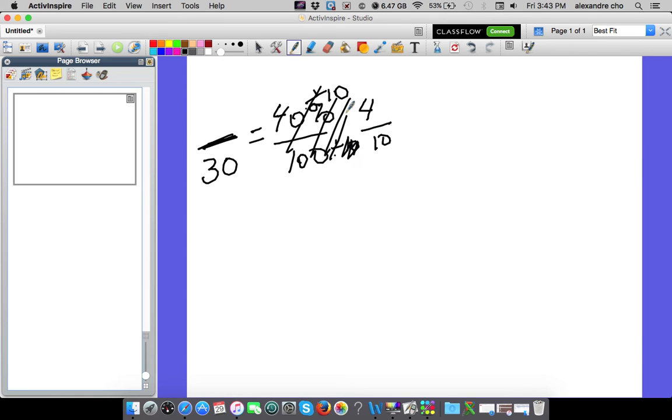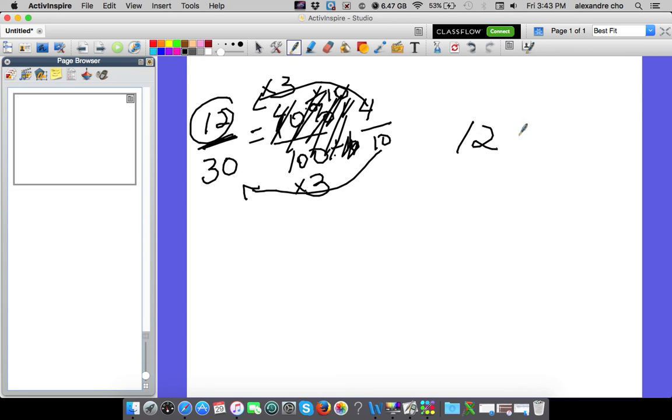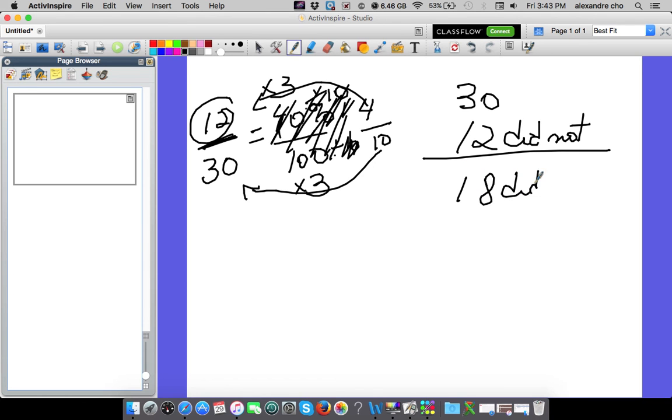Let me just take this out so you don't get confused. There is definitely a relationship, times 3. Times 3, 12. So what does that mean? It means that 12 kids did not bring their sign test. How many kids are in the class? 30. So how many kids actually brought the test sign? 18 did bring.